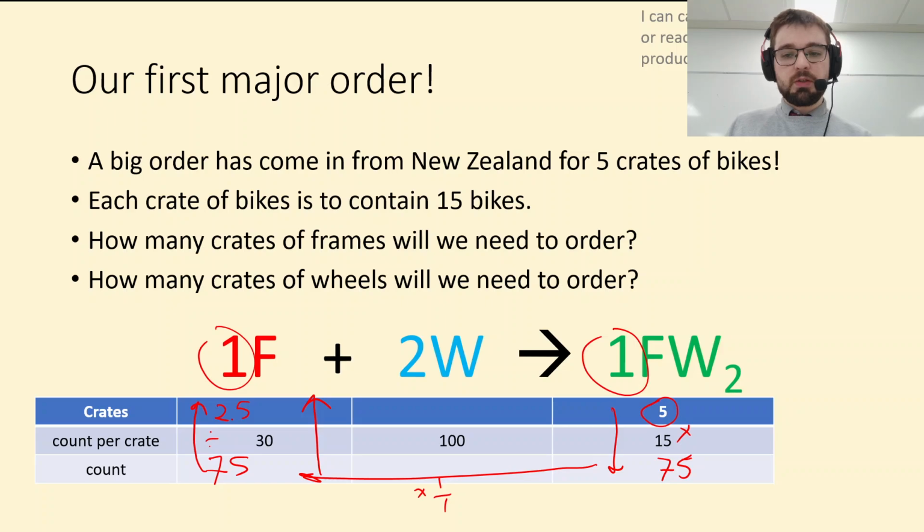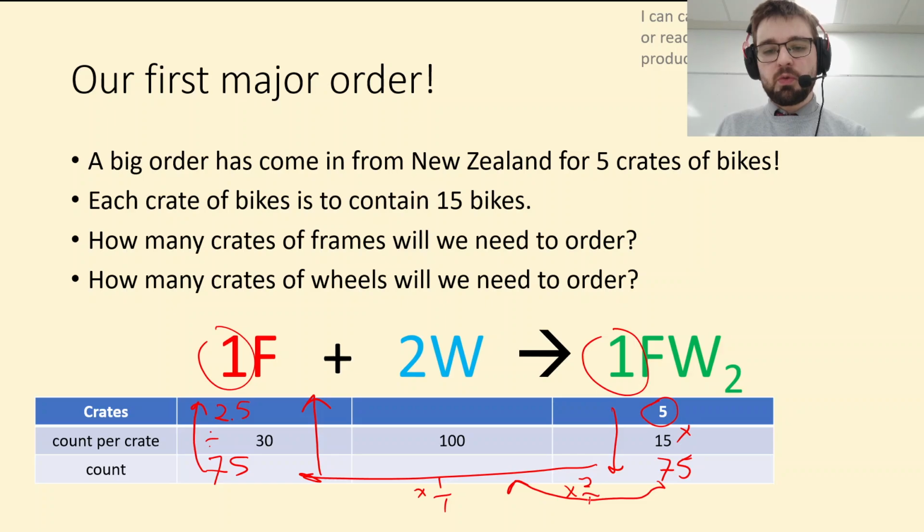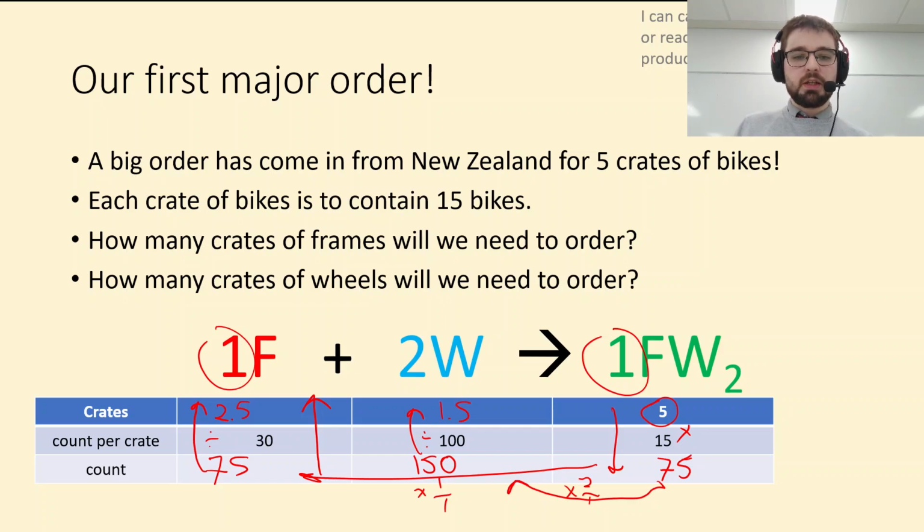How many crates of wheels? Well, again, if we've got 75 here, times 2 over 1, or 2 to 1 ratio, we'll need 150 wheels. If there's 100 in each crate, then there'll be 1.5 crates of wheels needed there. So we'll need 2.5 crates of frames and 1.5 crates of wheels to be able to make those 5 crates of bikes.